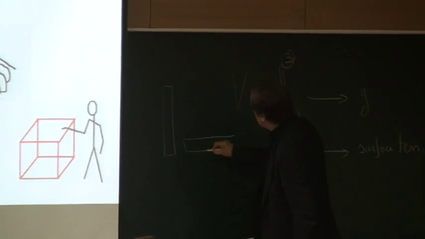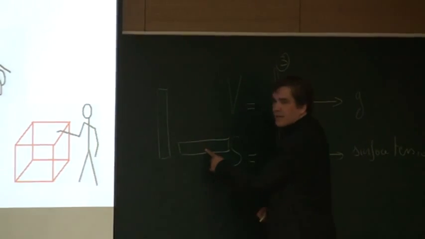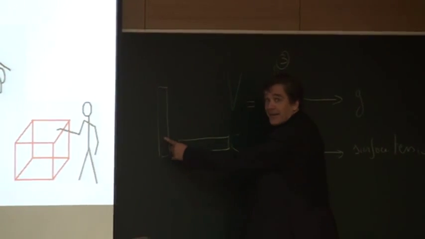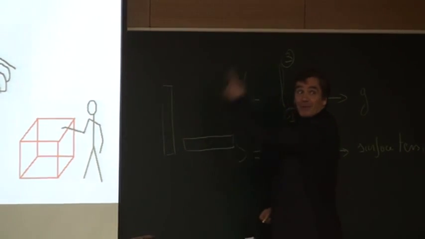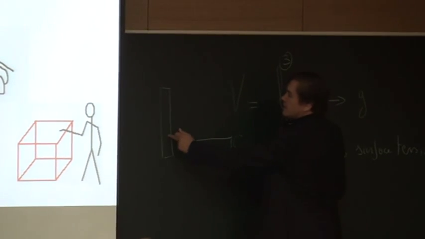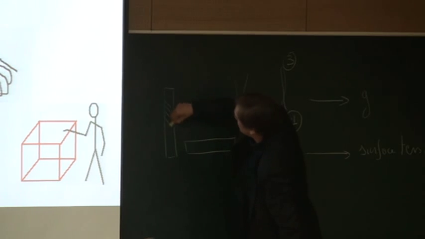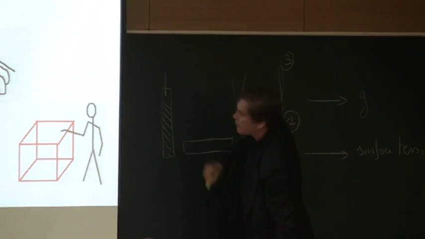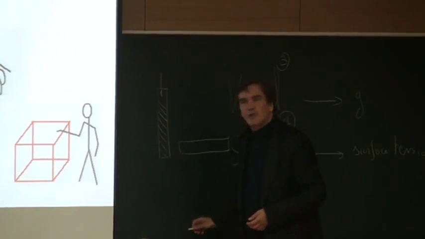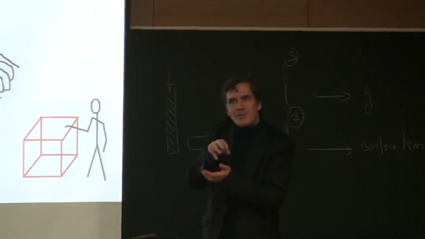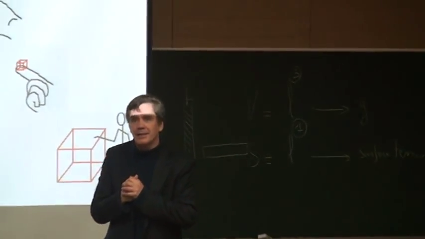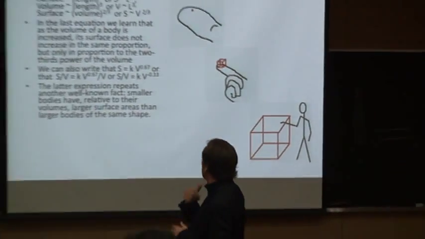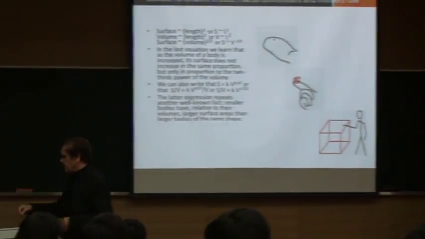In the micro domain, which one do you prefer? This one or this one? This one, right? Because this one will be evaporated in no time. This one, you can keep your liquid for a long time, right? Because there's little surface. And so there's a whole bunch of tricks like that that, when you go to the micro domain, you have to think about. Right? So again, this is related to surface to volume.